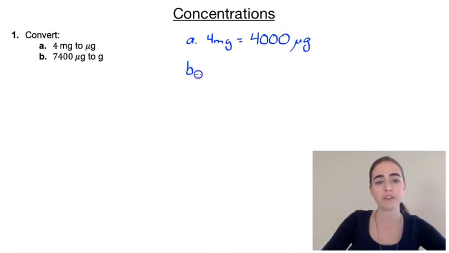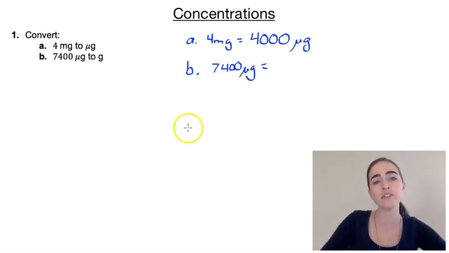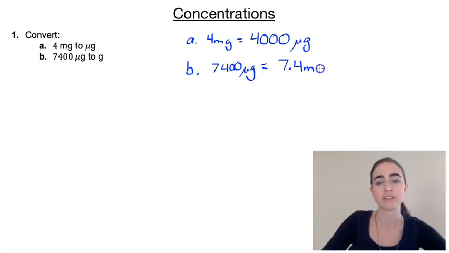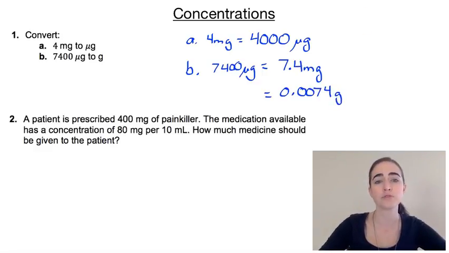For part B, we're asked to convert 7,400 micrograms into grams. So this time we're not just going 1 unit bigger, we're going 2 units bigger. To get it into milligrams, we'd divide by 1,000 and we'd end up with 7.4 milligrams. Then to get from milligrams to grams, we'd have to divide by 1,000 again, and we'd end up with 0.0074 grams.